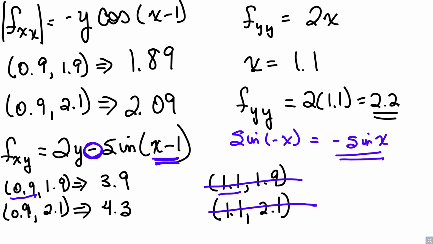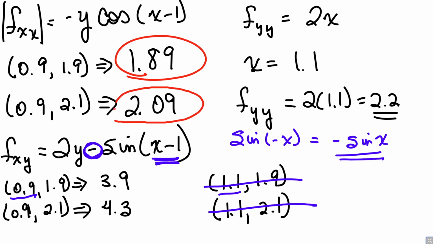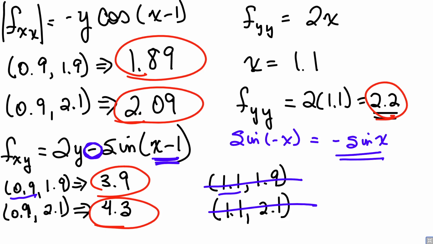Okay. So now I've gotten all my values for each of the second order derivatives. So here are the values that I have. I have the value of this, this, this, and then this one and this one. Looking at all of these, what's the maximum value? Yes, so 4.3 is what I'm going to use in the error formula.